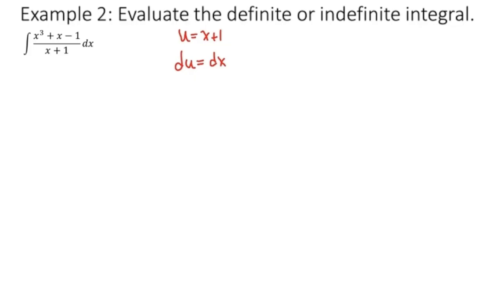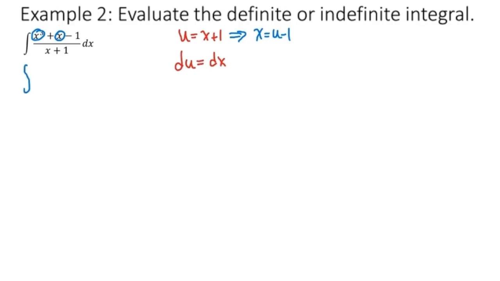Now, I could try to plug things in, because remember, I can manipulate our u, and we would get x equals u minus 1. And this would be important here, because the x cubed and the x in the numerator are not part of my du. So I would have to manipulate my substitution to make things fit.